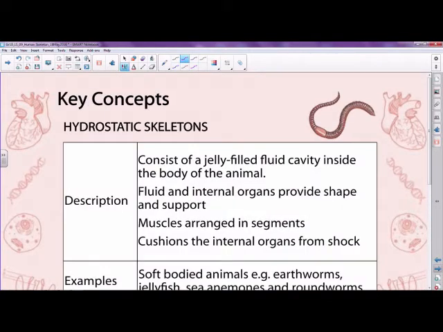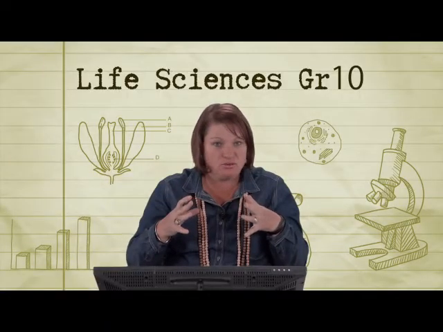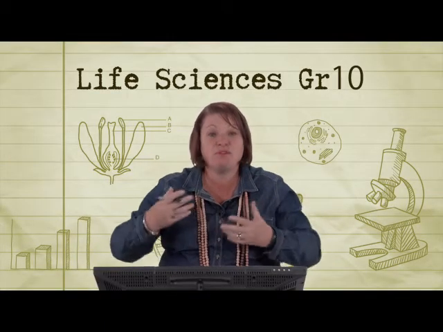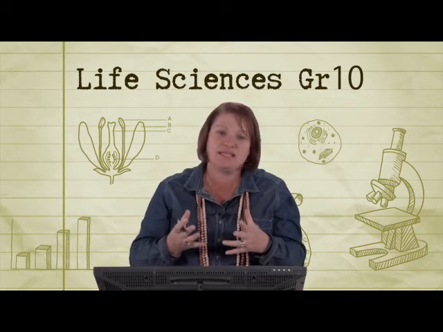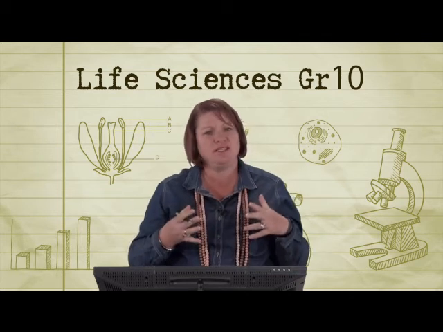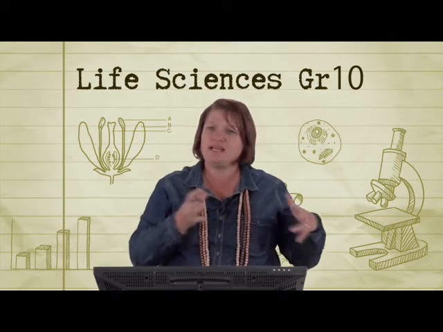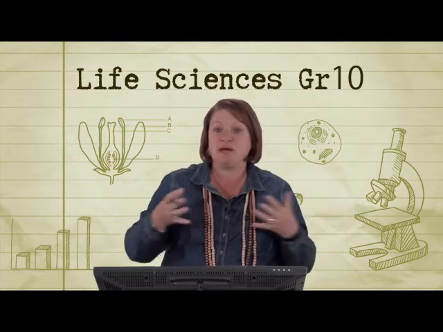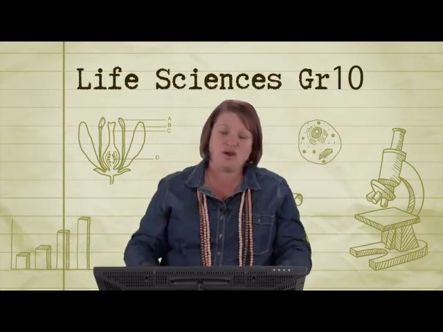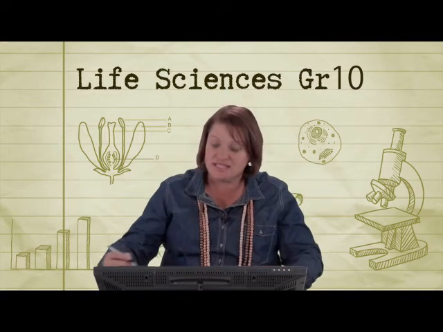I've put it in a table format so that you have an understanding of what kind of skeletons we're looking at, examples of animals that have those different skeletons, and we're also going to notice that the skeletons might have an advantage or a disadvantage to the animal. Now, the first skeleton that we look at is a hydrostatic skeleton.